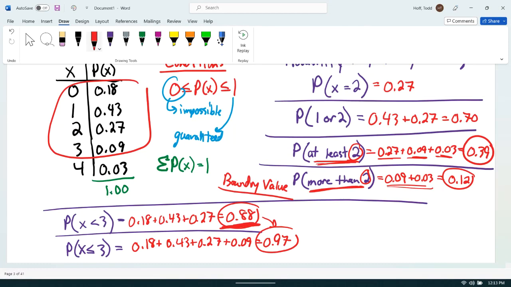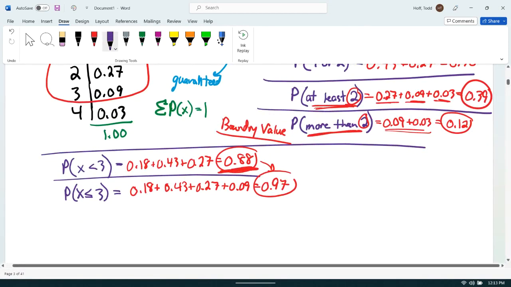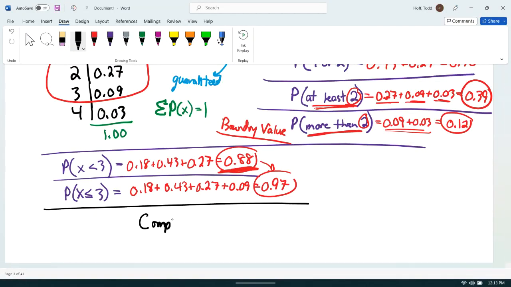But I wanted to do this example here because it brings up a great concept in probability, which is called a complement. The complement is everything else. Everything that is not in the probability. So what do I mean by that?